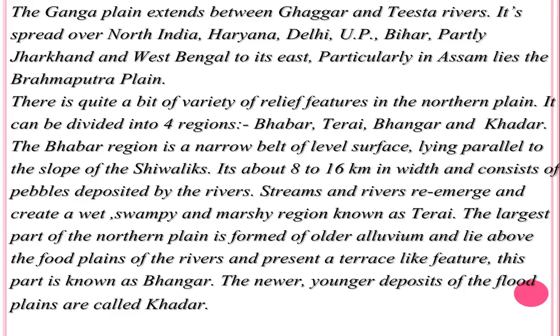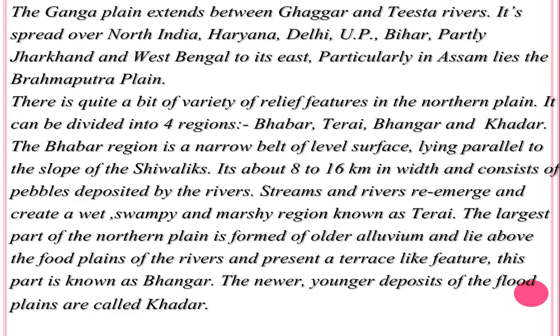The Ganga plain extends between Ghaghar and Teesta rivers. It's spread over North India, Haryana, Delhi, UP, Bihar, partly Jharkhand, and West Bengal to its east. Particularly in Assam lies the Brahmaputra plain.